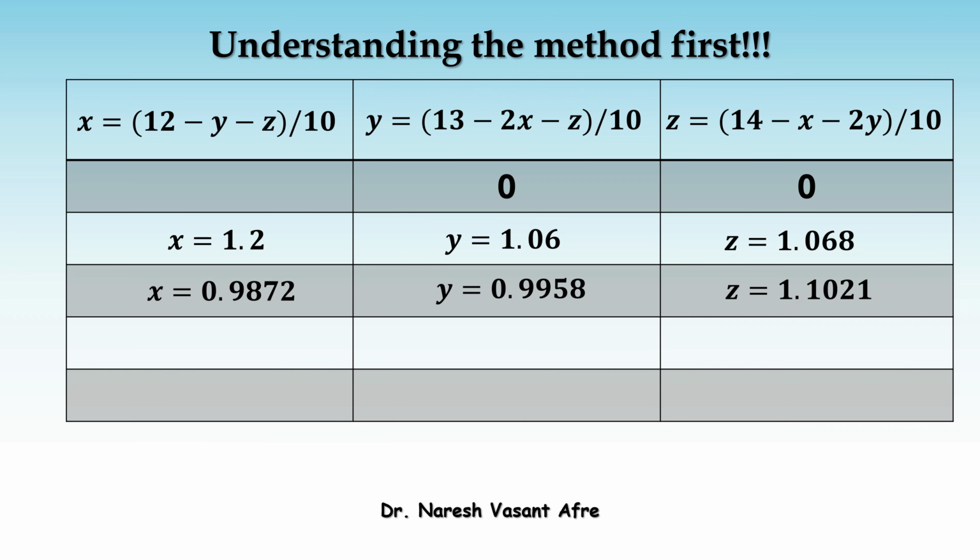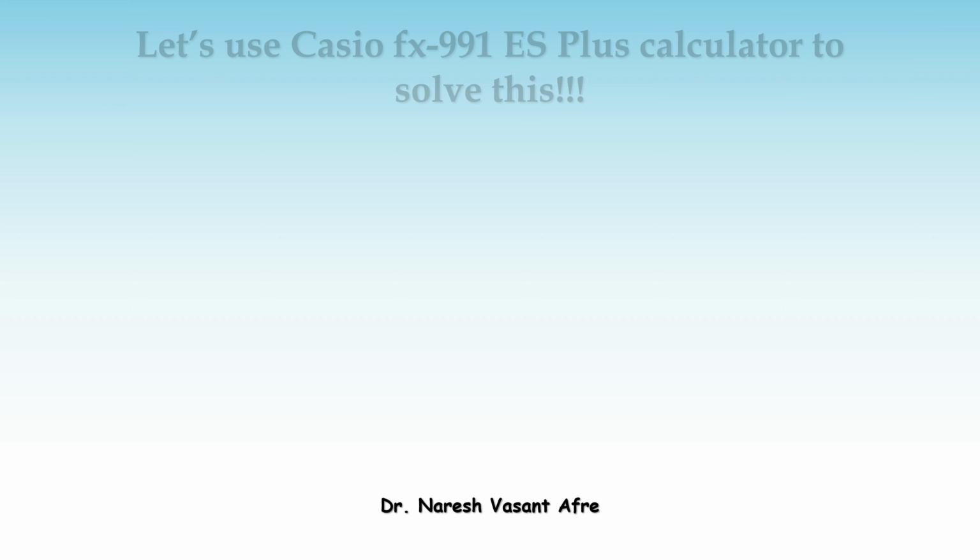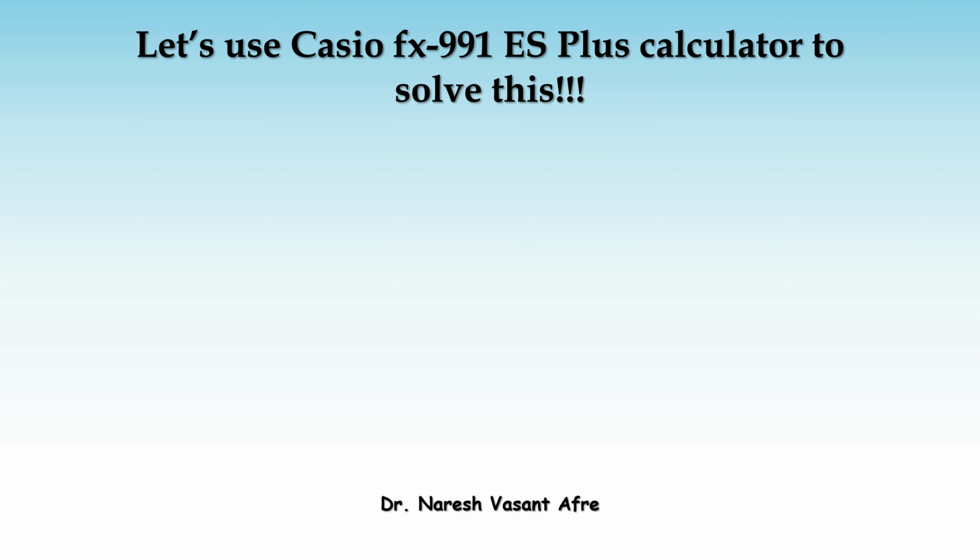We continue this process. That means we take help of the latest available value of the variables to compute the next, and we will stop this when two consecutive iterations are giving you the same value. Now let us use Casio FX 991 ES Plus calculator to solve this.